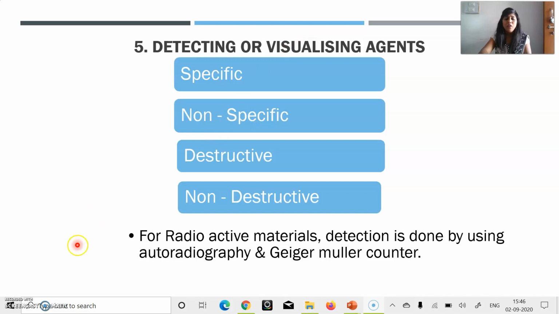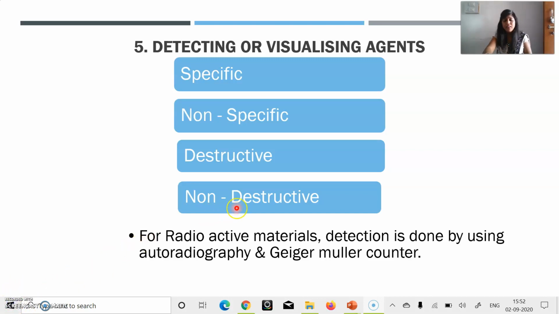Non-specific detection means what? The samples can be detected in a chromatographic chamber, in a UV cabinet chamber; UV fluorescence is detected for specific compounds, or you can also utilize spray reagents for the detection of compounds. The next category is known as destructive visualizing agent or detection. In destructive detection, the samples are destroyed during detection and then visualized. For example, spray reagents are utilized for the detection of the samples, like ninhydrin spray sprayed on the sample for the detection.